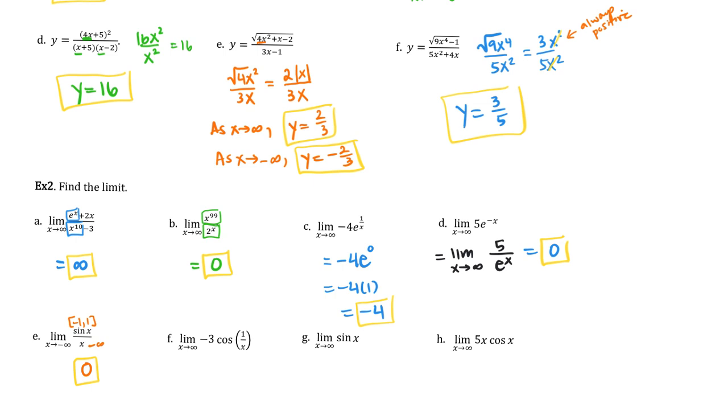Okay, let's keep trying. Now what happens if I plug in infinity here? 1 divided by infinity is going to give me 0. So this is just saying, what's negative 3 cosine 0? What is the cosine of 0?